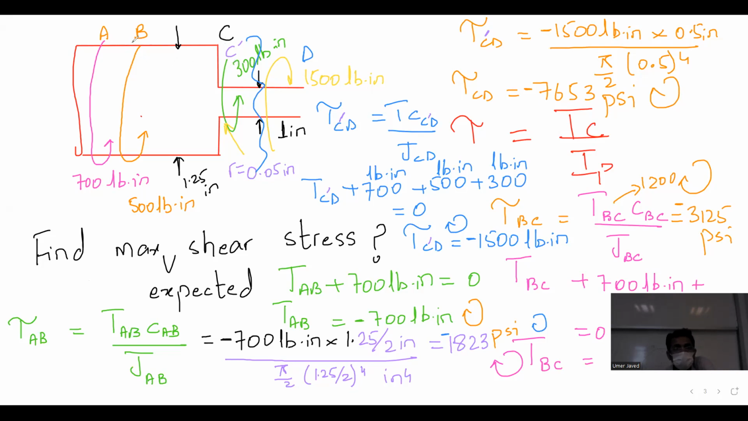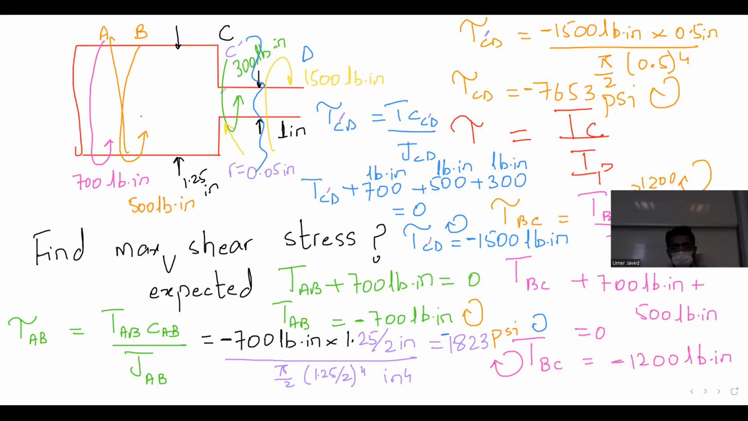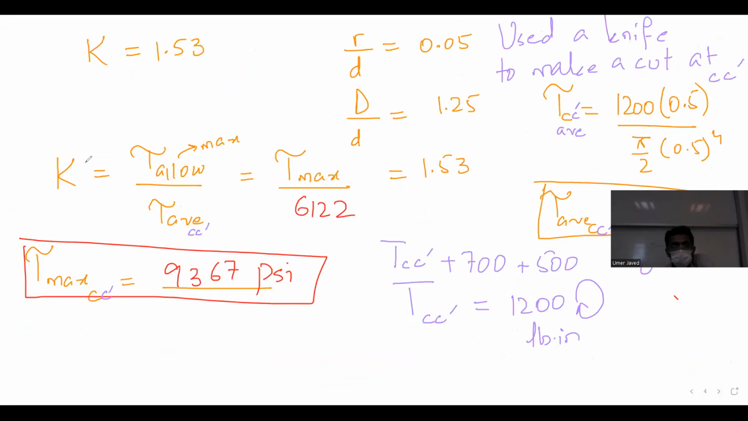So at the end of the day, when you have to make cuts, you have to actually look at the shear stress CC prime in order for you to use the value of K. So you can put a CC prime here, and that's how we proceeded. I hope it is clear.